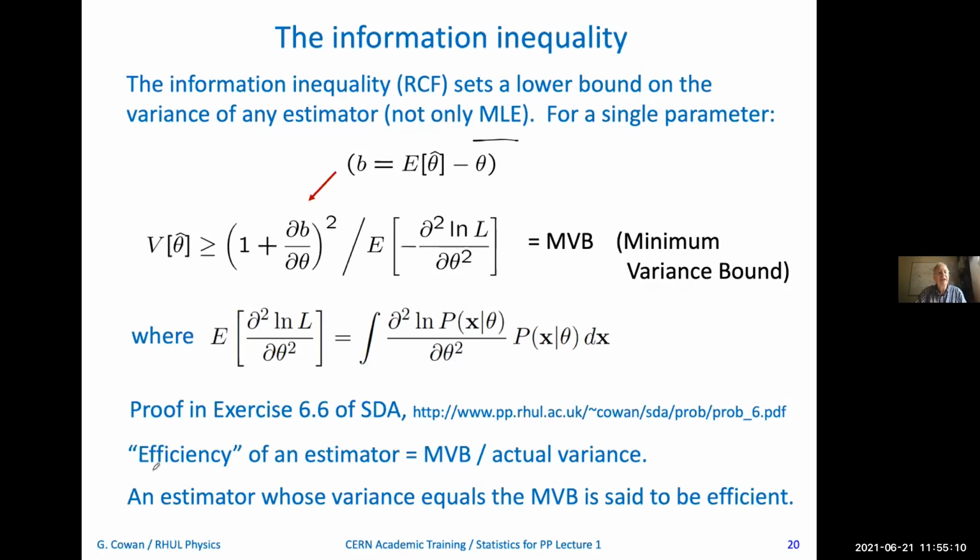Sometimes we define what's called the efficiency of an estimator as the minimum variance bound divided by its actual variance. I hope I've done that right. Yes, because that's going to be less than 1 in general. But if you can construct an estimator whose variance is equal to this minimum variance bound, it is then said to be efficient.